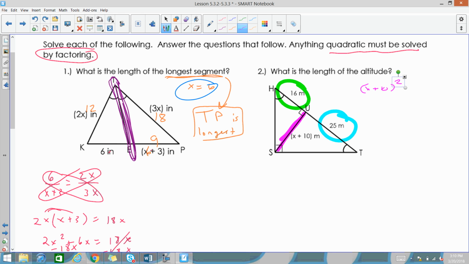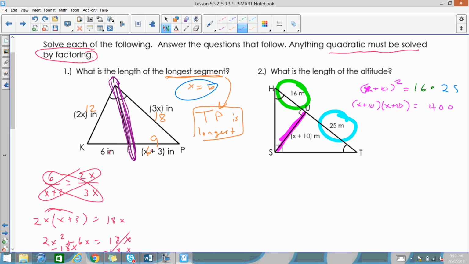x plus 10 squared is equal to left times right, so it's 16 times 25. Now, here is the trick, and this is why I love this and why I want you to see it. x plus 10 squared does not mean x squared plus 100. x plus 10 squared means x plus 10 times x plus 10 equals 16 times 25, which is 400.